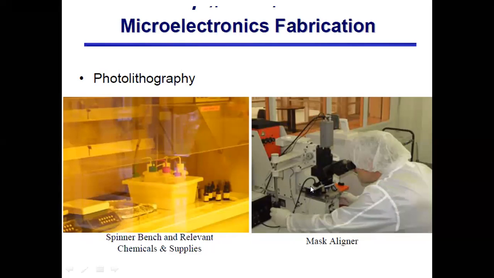aligner. This is the mask aligner. In the mask aligner, we normally expose our wafer to UV light. At the bottom, we put the substrate or wafer, and at the top, we put the glass mask. Both of them should be in contact. Otherwise, the feature that forms would not be so good.